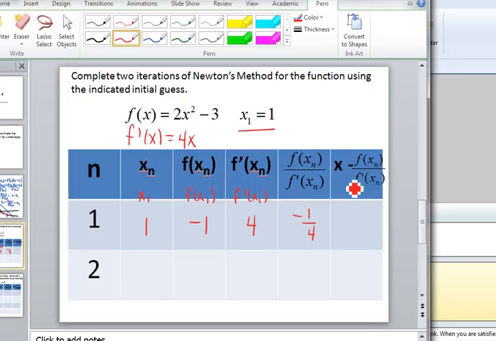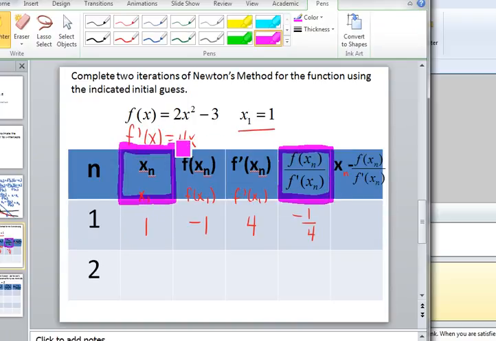And the last thing it tells me to do is to take my x sub n minus this, so take this and subtract the two values. So I end up getting 1 minus negative 1/4, which would be 5/4 or 1.25. This becomes my new x value, and I carry it down below.